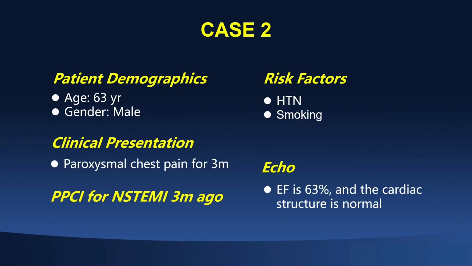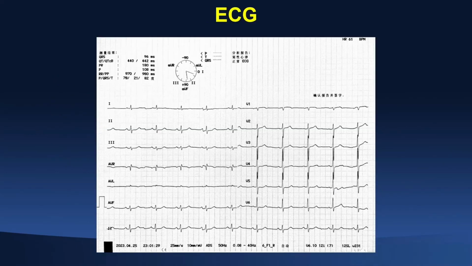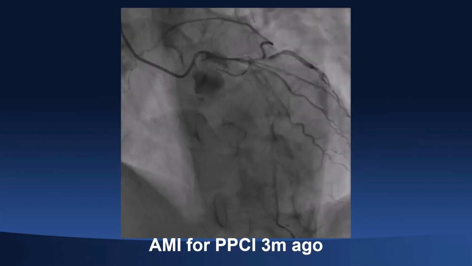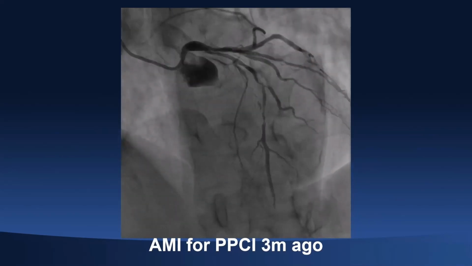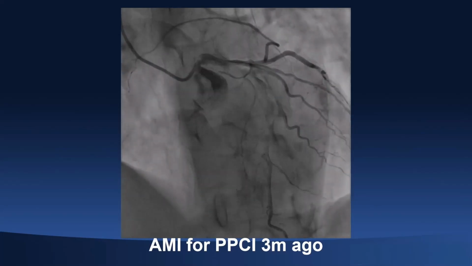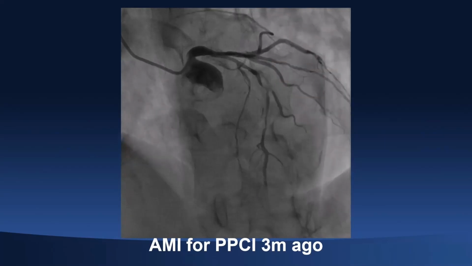The echo check in our hospital showed the ejection fraction value is 63% and the cardiac structure is normal. This is an essential ECG result. It shows sinus rhythm with VPC. And the patient suffered from acute myocardial infarction 3 months ago and received PCI at a local hospital. This is a previous angiography image.